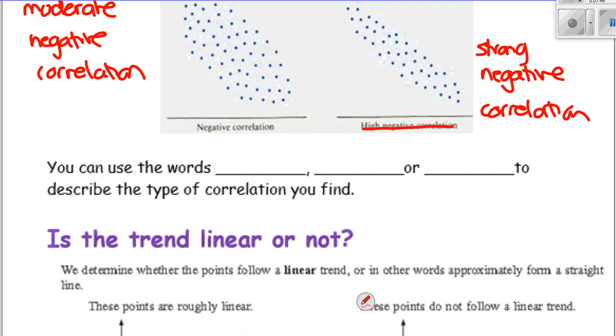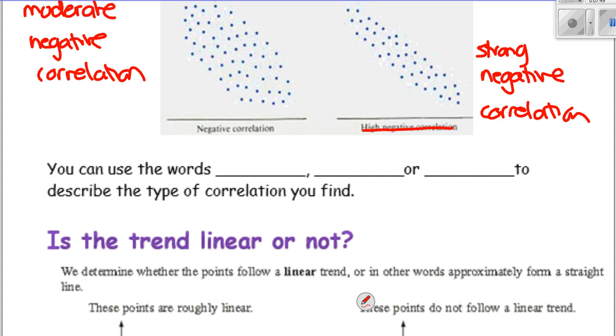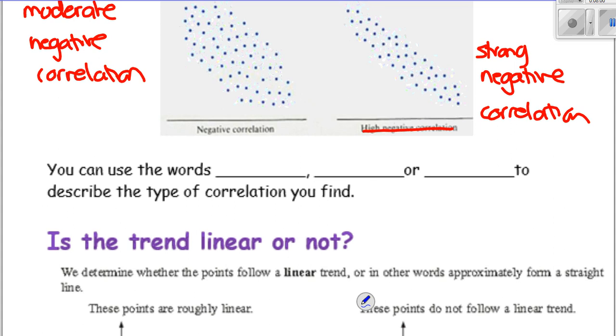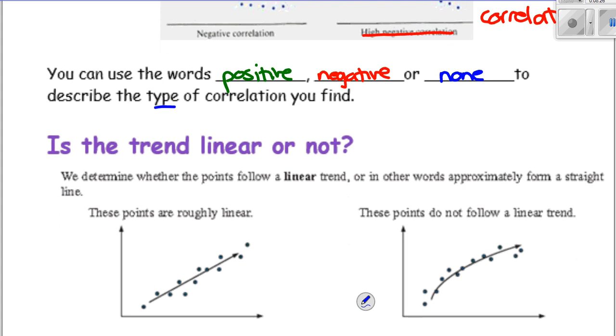As we said, you can use a word to describe the kind of correlation you find. So the type of correlation, you would say positive, negative, or none, to describe the type of correlation. That's just a summary of what we'll be learning. If we're talking about the strength of the correlation, then you could say weak, moderate, strong, that kind of thing. But in terms of the type of correlation, positive, negative, or none. Something to take into account.